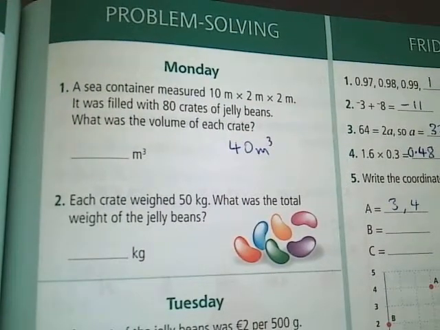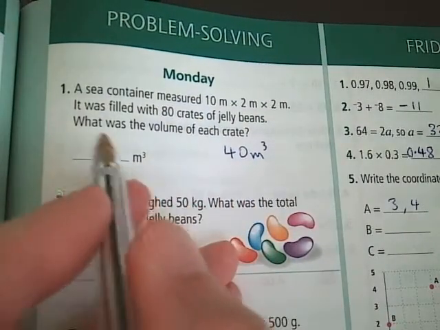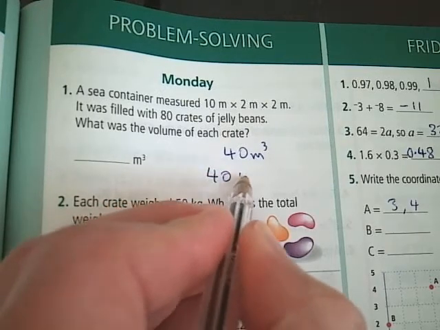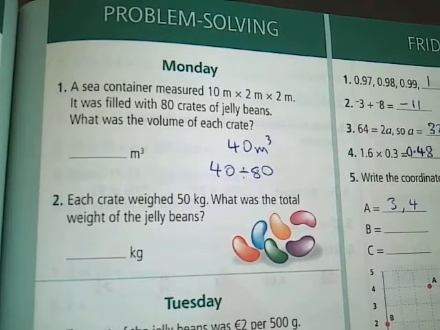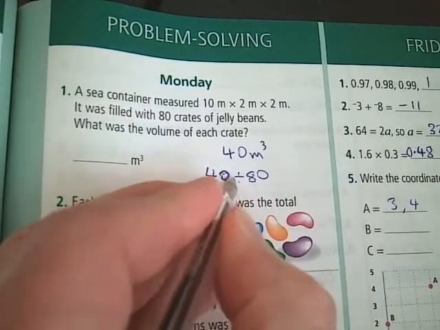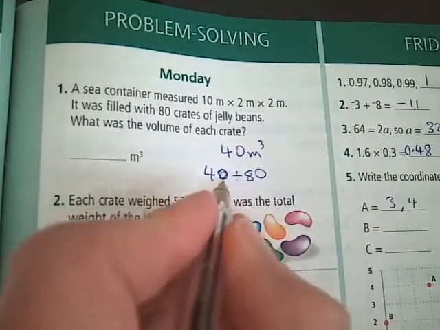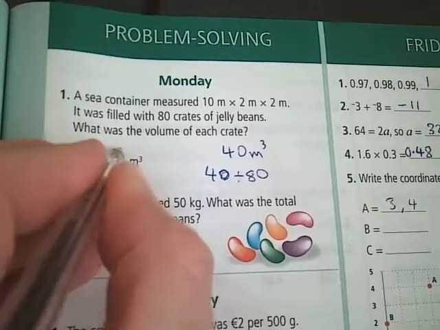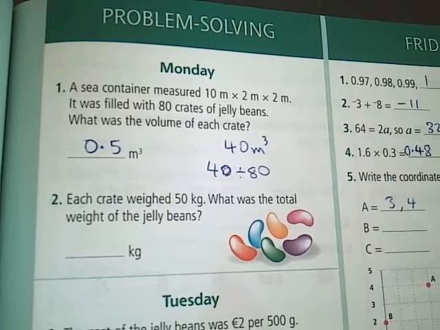And in that 40 meters cubed, there are 80 crates. So you want to find out what's the volume of each crate. You have to divide 40 by 80. Well, how can you do that? How many 80s are there in 40? Well, there's a half of an 80 in 40, isn't there? If you divide 40 by 80, you get 0.5. So your answer is 0.5 cubic meters, or meters cubed.